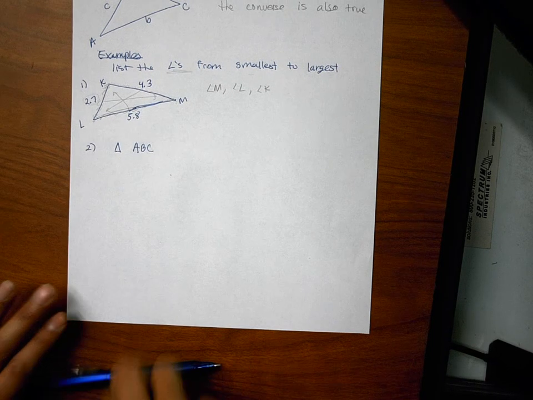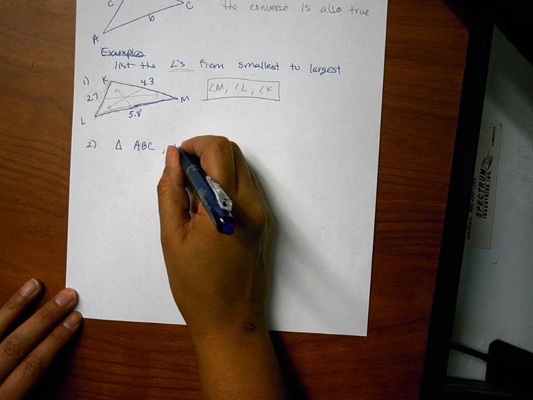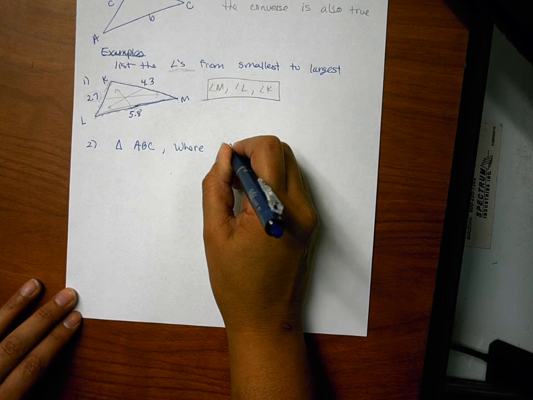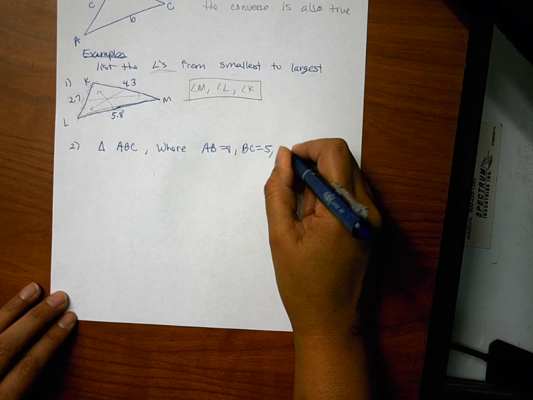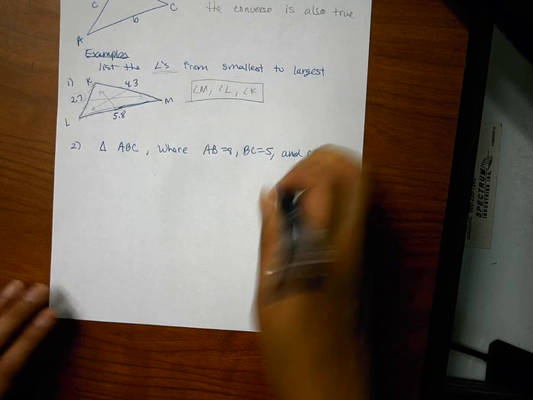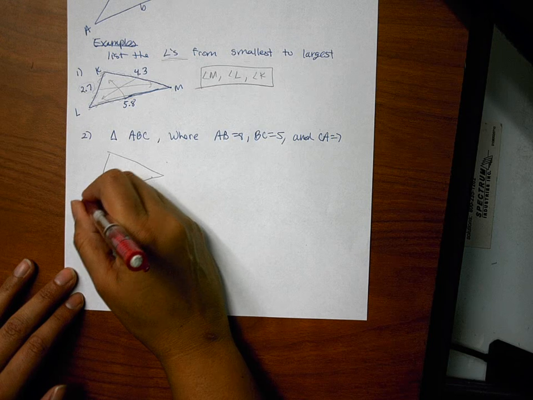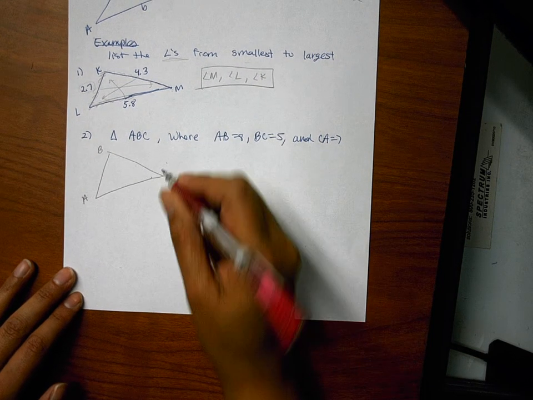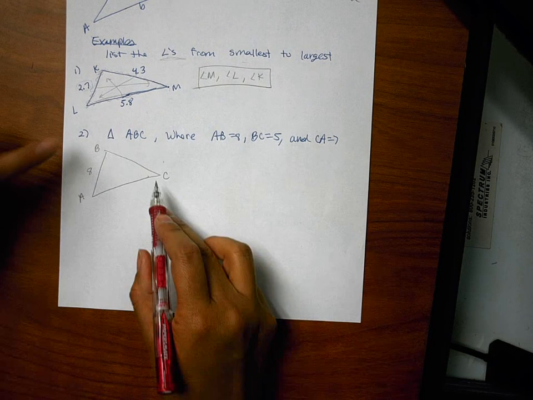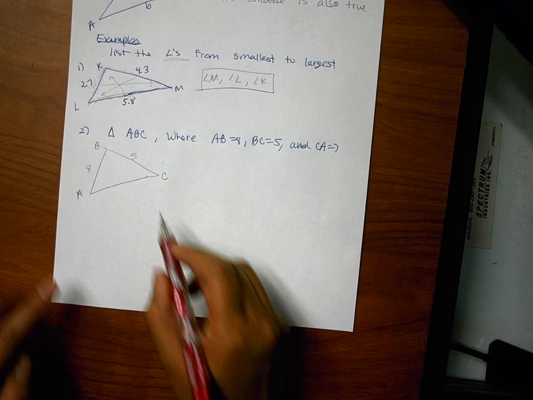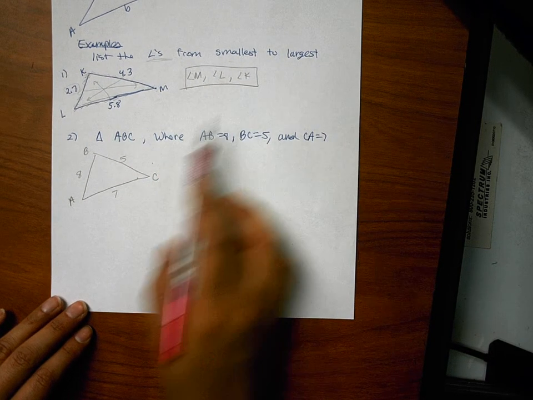Okay, number 2. Triangle ABC, a box in this answer. Triangle ABC where AB equals 8, BC equals 5, and CA equals 7. Okay, so let's draw this triangle. A, B, C. Now it says that AB is 8, BC, that's this one here, is 5, and CA is 7.